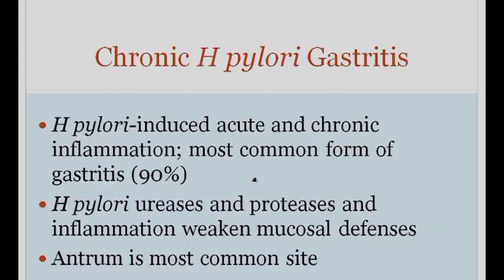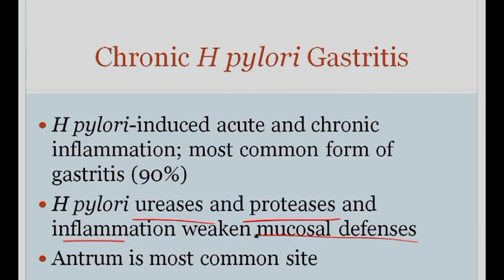The second type of chronic gastritis is chronic H. pylori gastritis. And this represents the vast majority of chronic gastritis, about 90% of cases. Of course, it's due to H. pylori. The H. pylori bug induces acute and chronic inflammation, which then results in gastritis. The reason why H. pylori can induce acute and chronic inflammation is because it produces ureases and proteases, which then result in inflammation and weakening of the mucosal defenses.